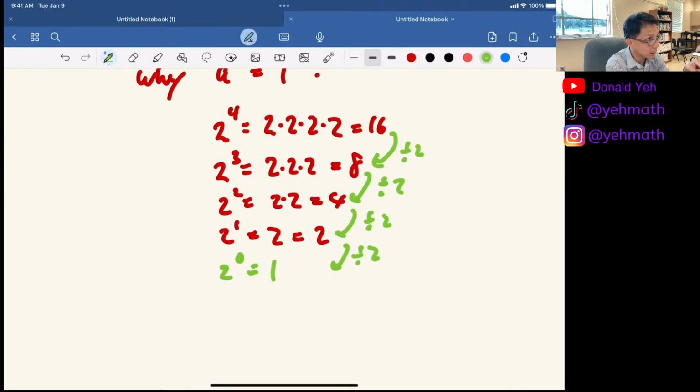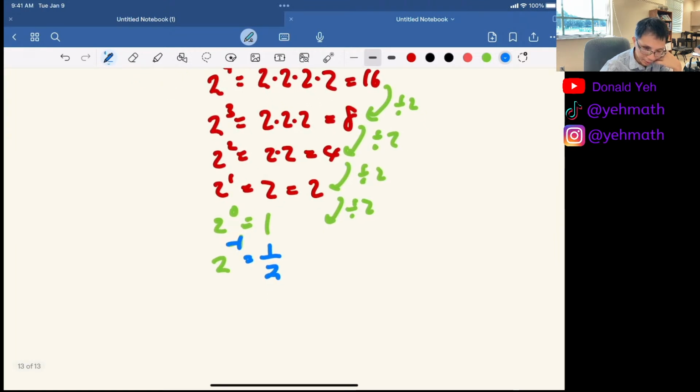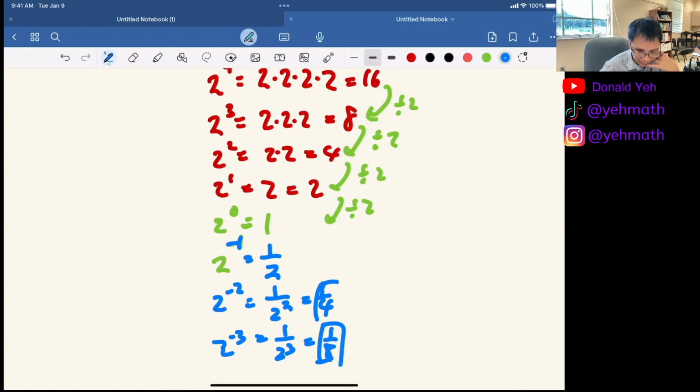With that in mind, we can also talk about the negative exponent rule. What's the next number going to be? 2 to the what? Negative 1. So now it's divided by 2, and that's going to be 1 over 2. Does that make sense? And 2 to the negative 2 is 1 over 2 squared, which is 1 over 4. 2 to the negative 3 is 1 over 2 to the 3rd, which is equal to 1 over 8. So this starts explaining the negative exponent rule.